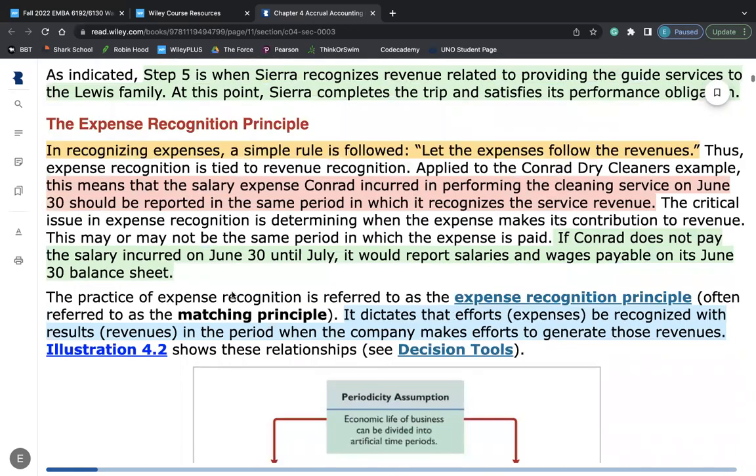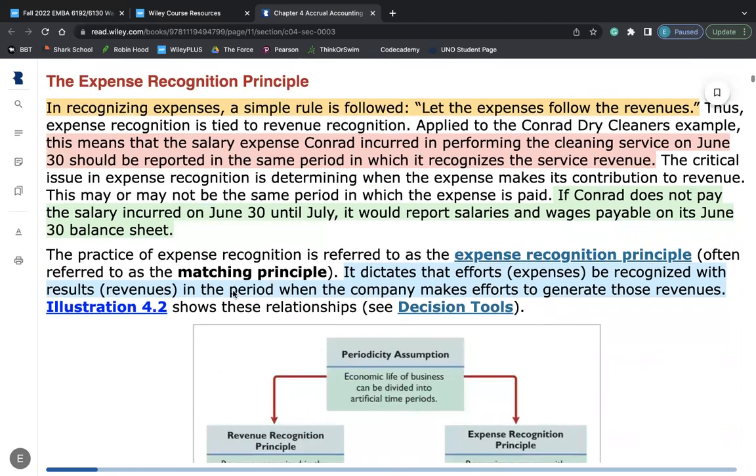Let's move along to the expense recognition principle. Now, this is pretty much the matching principle. Here in yellow, we have, in recognizing expenses, a simple rule is followed. Let expenses follow the revenues. Thus, the expense recognition is tied to revenue recognition. This means that the salary expense that Conrad incurred in performing the cleaning services on June 30th, this is back from the earlier example, should be reported in the same period in which it recognizes the service revenue.